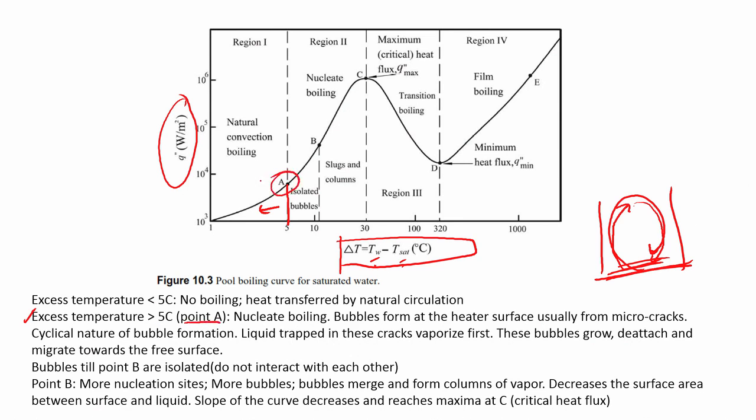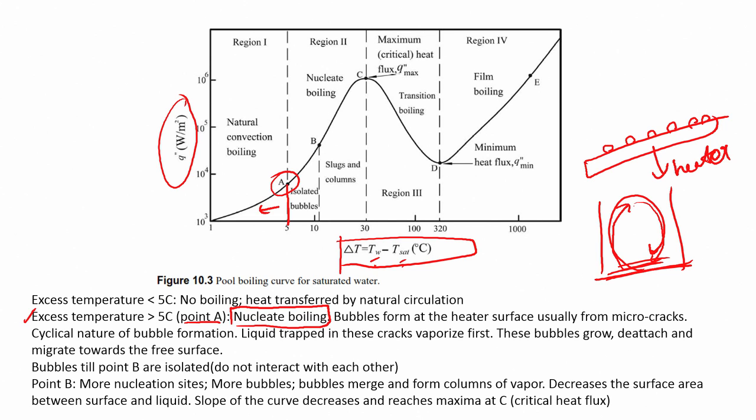If on the other hand the excess temperature is greater than 5 degrees Celsius, if you look at this point A now, what do you see? You see the first instance of bubble formation, and this is called nucleate boiling. Nucleate means the bubbles actually nucleate from the surface. So, if you have a surface like this, you will see that bubbles form on the surface like this, right. These bubbles form at the heater surface, which is your heater or the wall, because you are heating the wall.